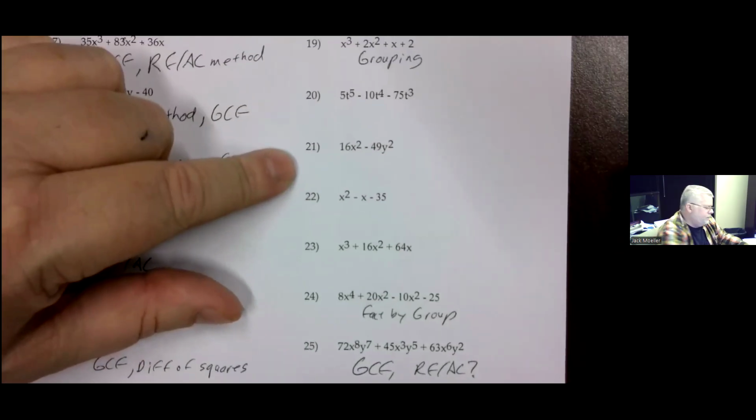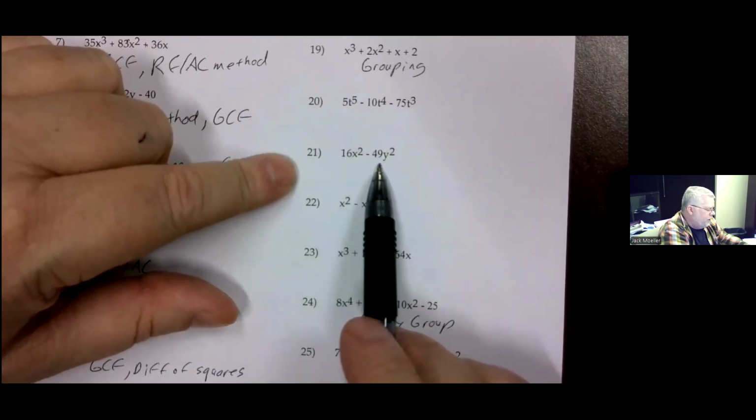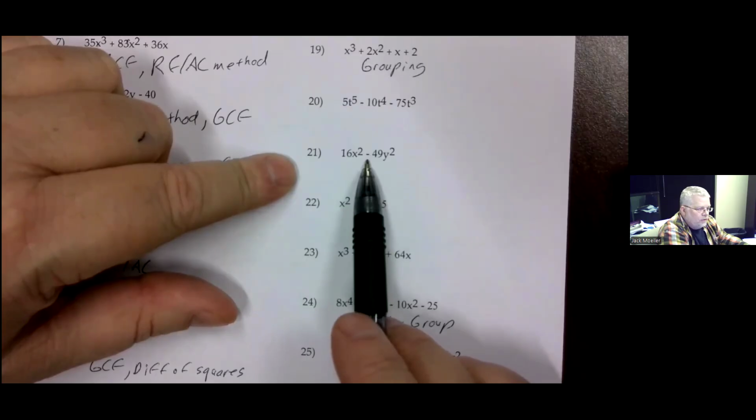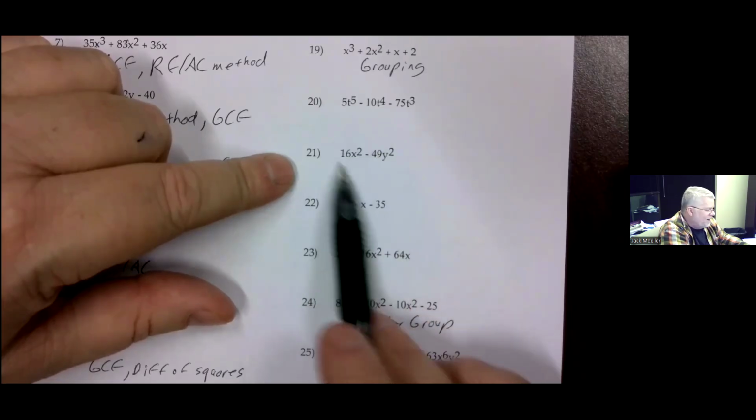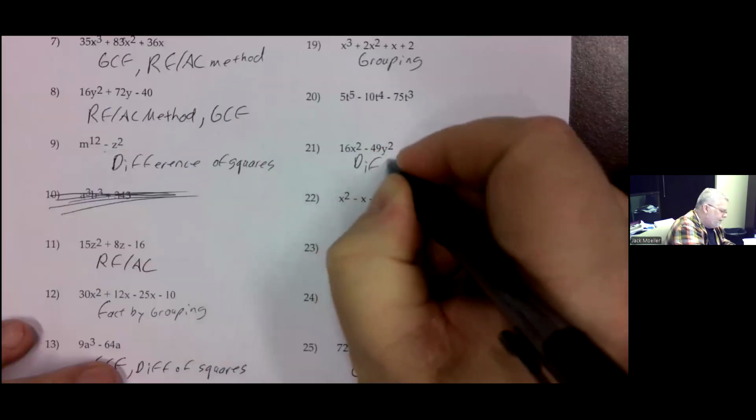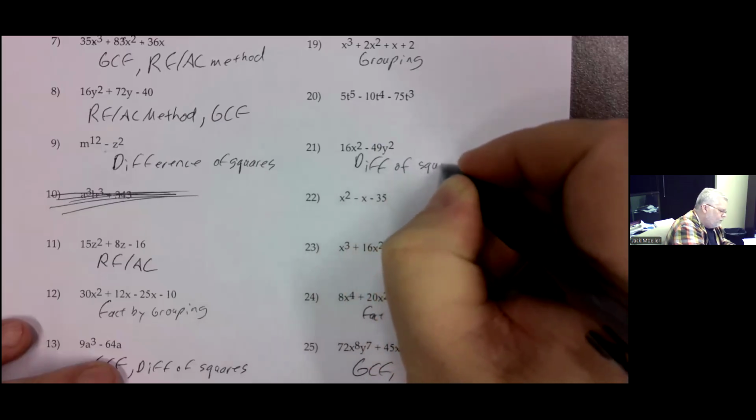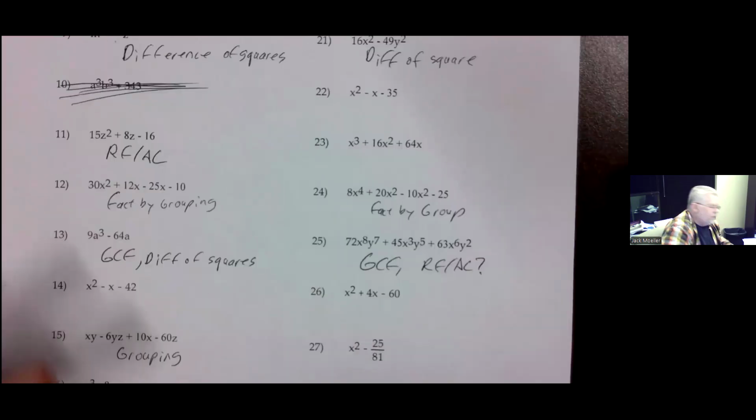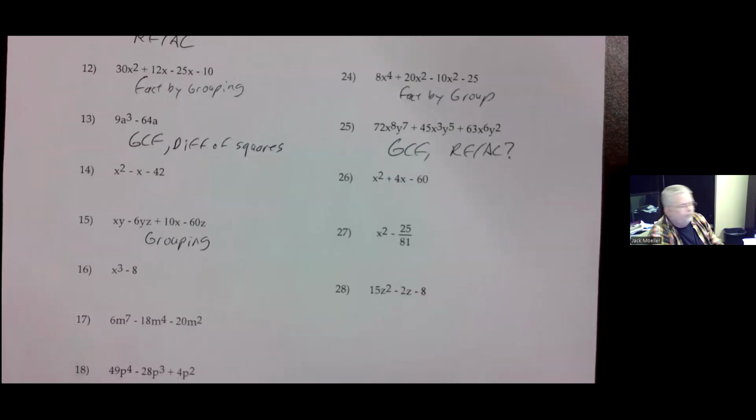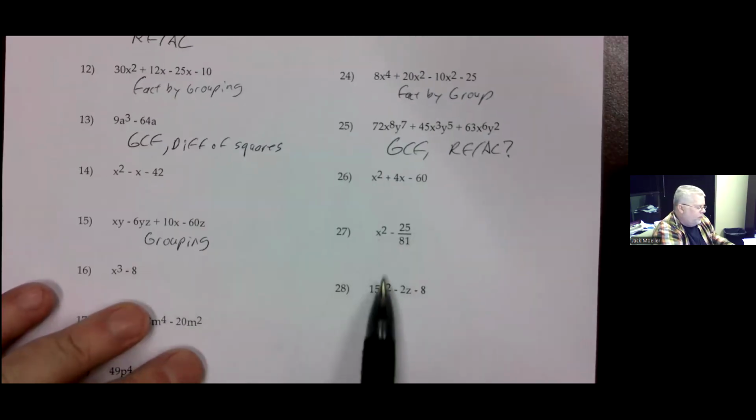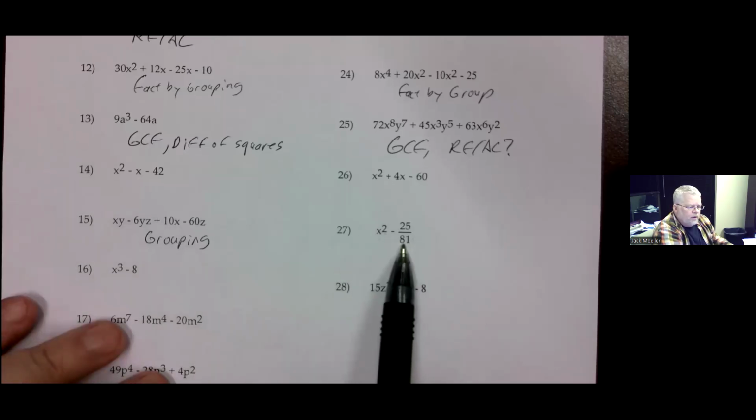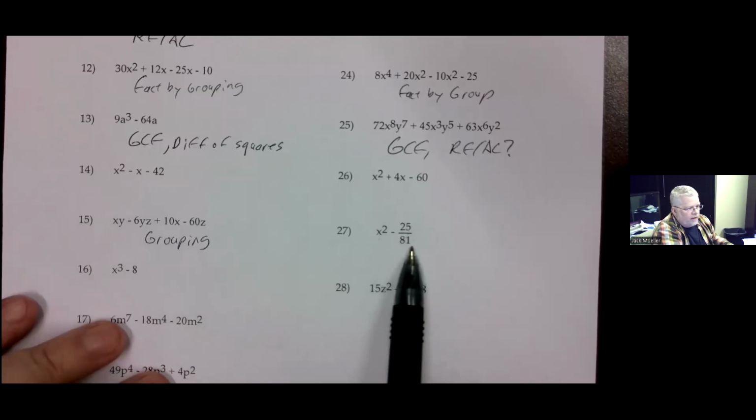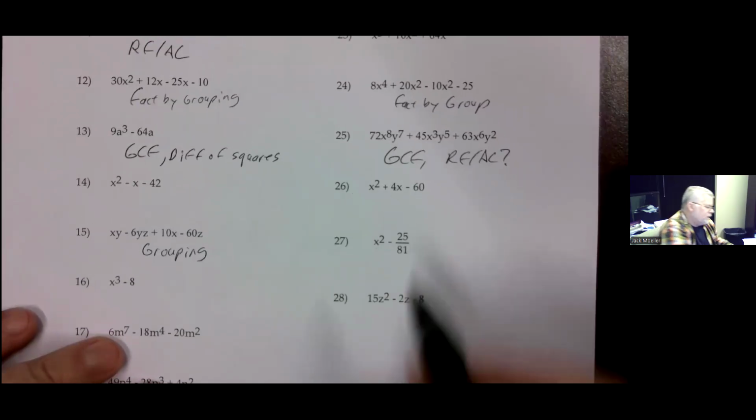If you look at 21, 16x squared minus 49y squared, it's a binomial. It's a difference. And 16 is 4 squared, 49 is 7 squared. Those are squares. That's definitely a difference of squares. And then the other difference of squares is 27. It's a binomial. It's a difference. x squared is obviously squared. Now, people get thrown off because it's a fraction, but think about those numbers. How do you get 25? How do you get 81? Well, 25 is 5 squared, and 81 is 9 squared. So that's actually also a difference of squares.